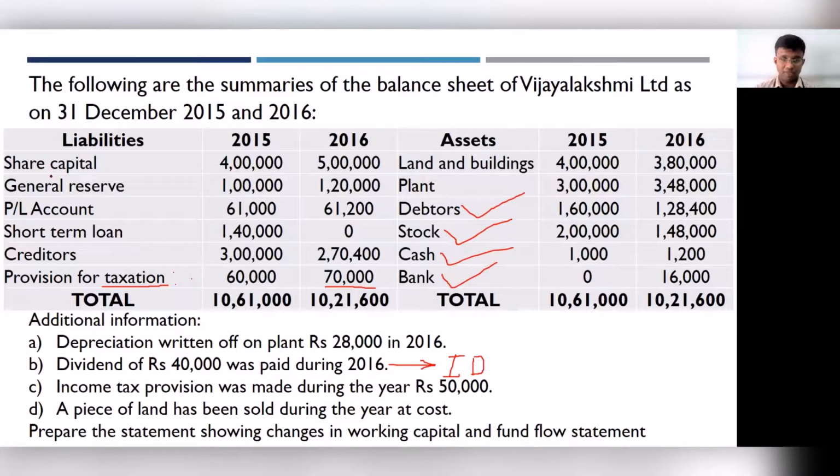Which are the current liabilities? Share capital, no. General reserve, still no. Profit and loss account, it is nothing but net profit. Short-term loan, yes, this is a current liability. Creditor, this is also a current liability.